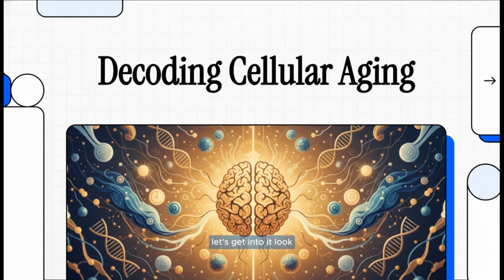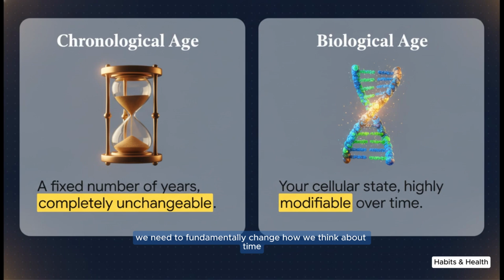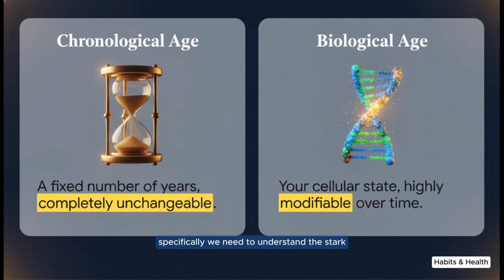Let's get into it. Look, right off the bat, we need to fundamentally change how we think about time. Specifically, we need to understand the stark difference between your chronological age and your biological age. Your chronological age is just the number of years since you were born, right? It's a fixed metric, there's literally nothing you can do about it. But your biological age, now that is a real-time, highly modifiable reflection of your actual cellular and molecular state. It measures the real physiological wear and tear on your systems, and the absolute best part is that it's entirely within your control to change it.